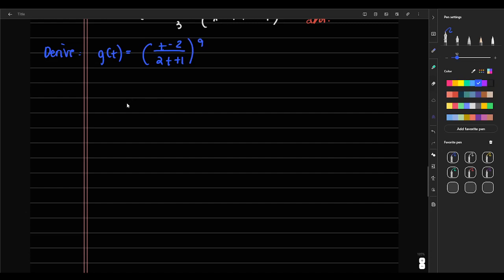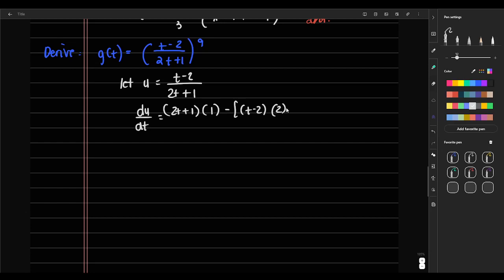I'm pretty sure that some of you are used to solving this kind directly, deriving all the things. But if you're not used to it, you could use the solution with letting u equal t minus 2 all over 2t plus 1, in which your du over dt, or your u prime here, by the quotient rule gives us 2t plus 1 times 1 minus t minus 2 times 2, all over the square of 2t plus 1.